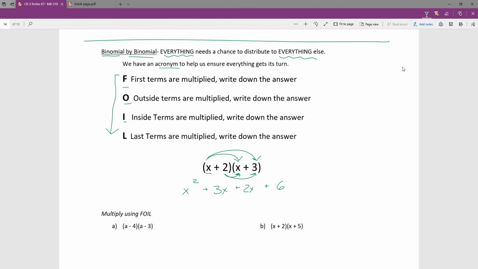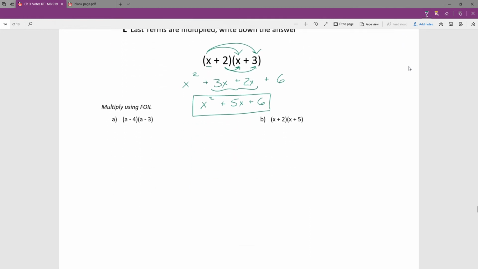Now that goes through FOIL, but what it doesn't do is account for these two like terms. So to fully simplify this, to bring it to my final answer, I would have to collect those like terms. So my final answer for this would be x squared plus 5x plus 6. I used FOIL and then I simplified my answer. So we've got a number of these to do. This is a useful skill as we move forward.